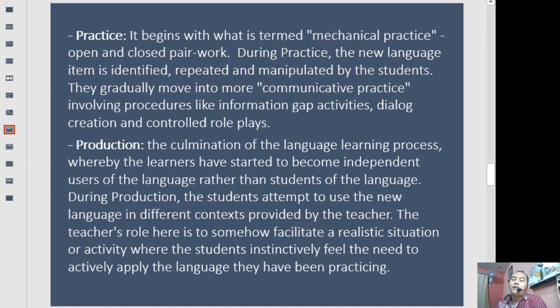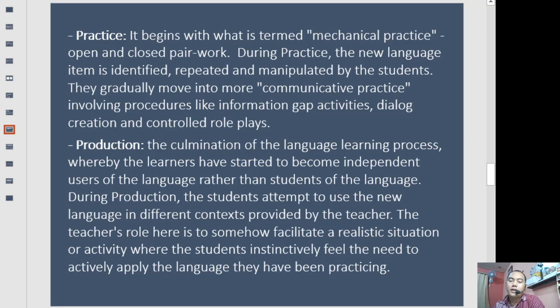Students gradually move into more communicative practice, involving procedures like information gap activities, dialogue creation, and controlled role plays. Practice is seen as the frequency device to create familiarity and confidence with the new language and a measuring stick for accuracy. The teacher still directs and corrects at this stage, but the classroom is beginning to become more learner-centered.